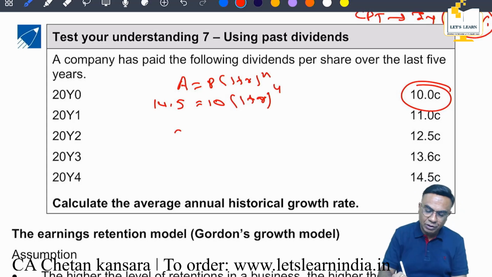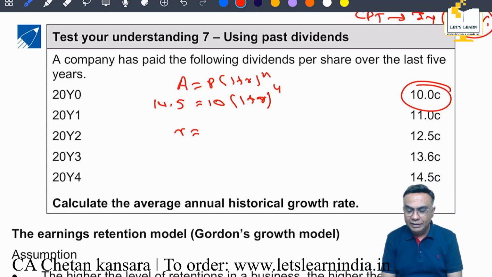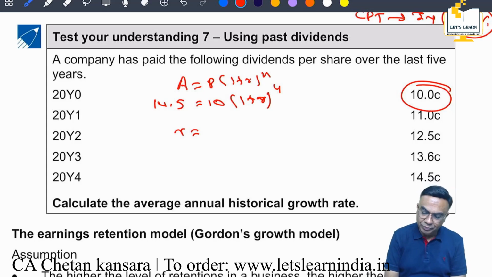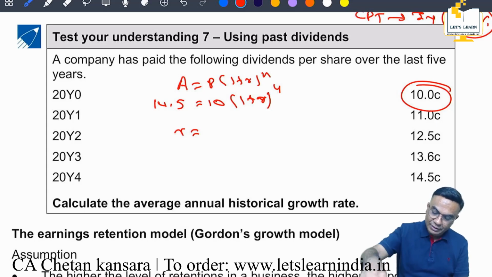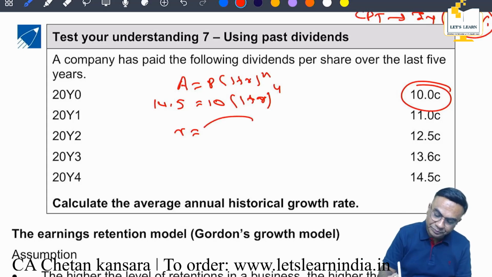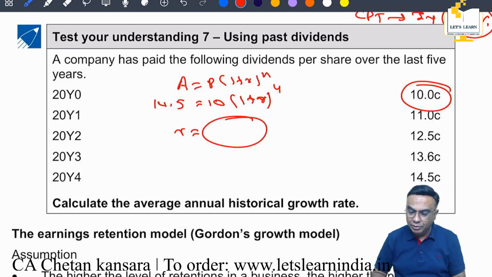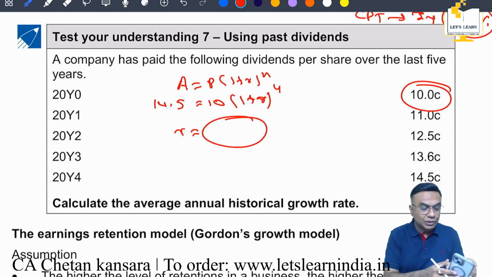So this becomes actually very simple. For the company paid dividend per share over the last 5 years, you can solve this and you can get the answer. Like this you have to solve. Annual historic growth rate. Let us solve this.